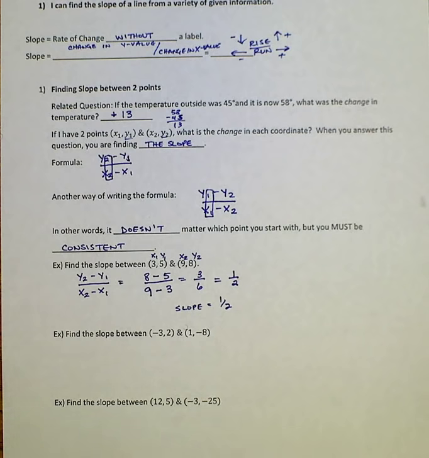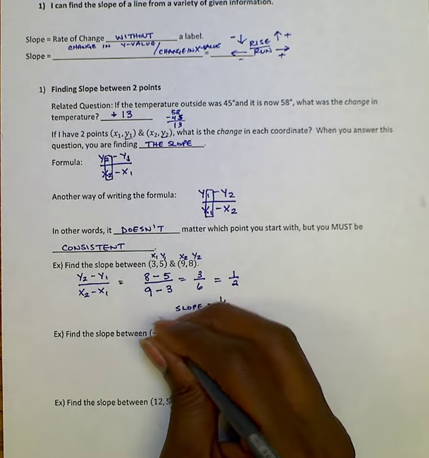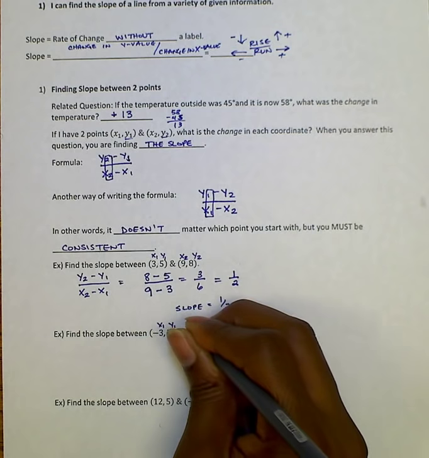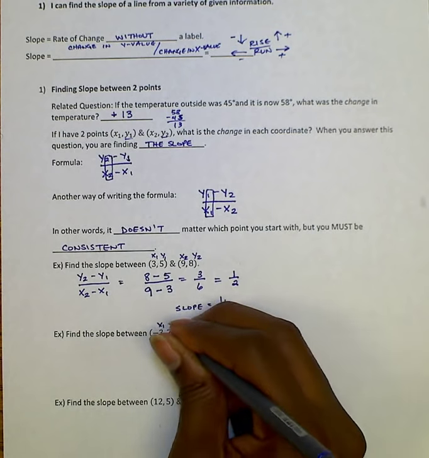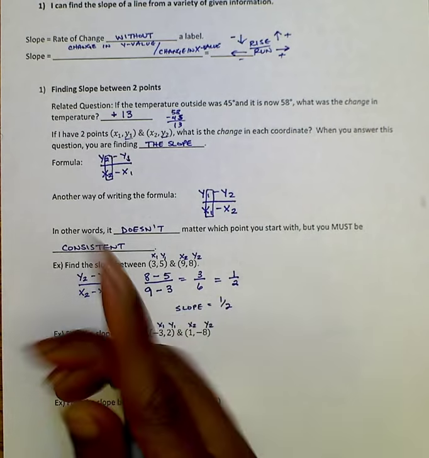Okay? Alright. Let's look at number 2. Again, I'm going to label these points x1, y1, x2, y2. So the x from point 1, the y from point 1, the x from point 2, the y from point 2. And now, just to prove my point, I'm going to switch it up.